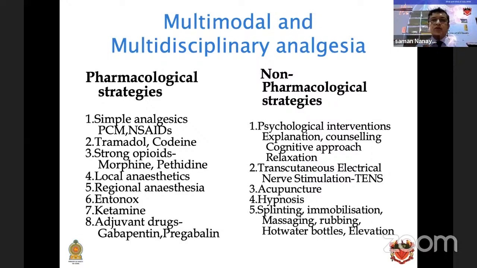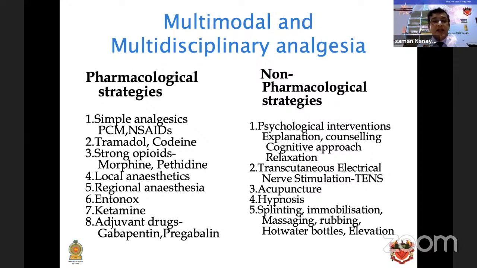Pharmacological strategies are using analgesics, drugs. You have simple analgesics like paracetamol and non-steroidal anti-inflammatory drugs. You have diclofenac, ibuprofen, many other things. You can use mild opioids like tramadol and codeine. You can use strong opioids like morphine and pethidine. You can use local anesthetic agents, lignocaine or bupivacaine. You can infiltrate the wound with bupivacaine, or you can do a nerve block by talking to an anesthesia registrar, or you can get the anesthetists to do an epidural.